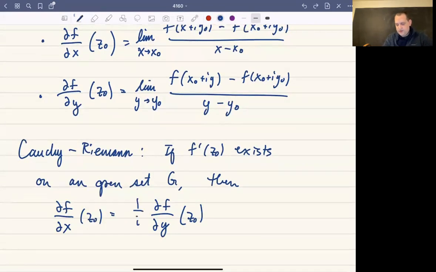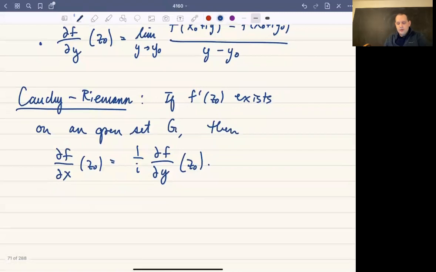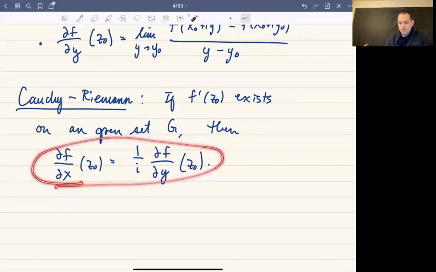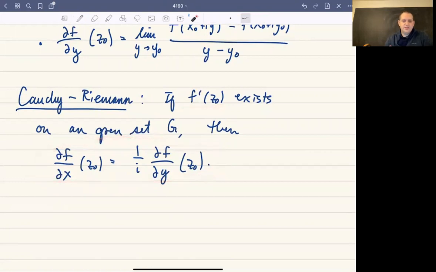1 over I and negative I are the same, but I like it as 1 over I. So this is the Cauchy-Riemann equations, and actually it goes the other way as well. I'm not going to write this out, it's written precisely in the book, but the point is that if this equation is true, then you know that f prime of z naught exists. So this is kind of a criteria for differentiability.